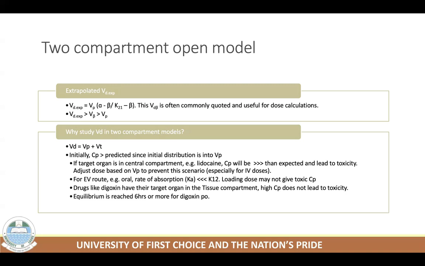For example, a minimum of 6 hours is required for equilibrium to be obtained when digoxin is administered via the oral route. This means that any blood sample taken from a patient in less than 6 hours following oral administration will not give us a plasma concentration that can be used for therapeutic drug monitoring. Okay, very key.